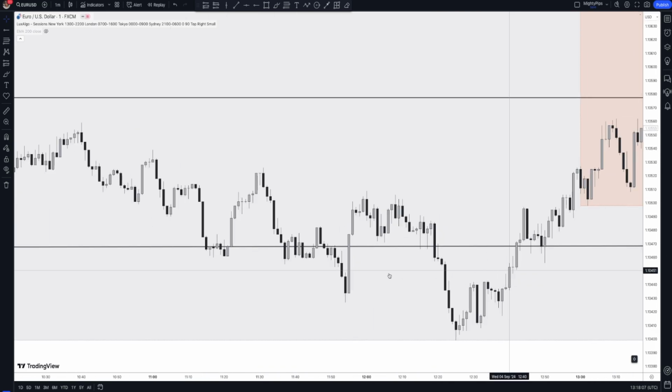Let me just zoom in. It's this black candle here, okay? This one. So we count 4 candles from this black candle. Count 1, 2, 3, 4. This is the 4th candle here. So we take a buy trade after the close of this 4th candle here, okay? We take a buy trade here.